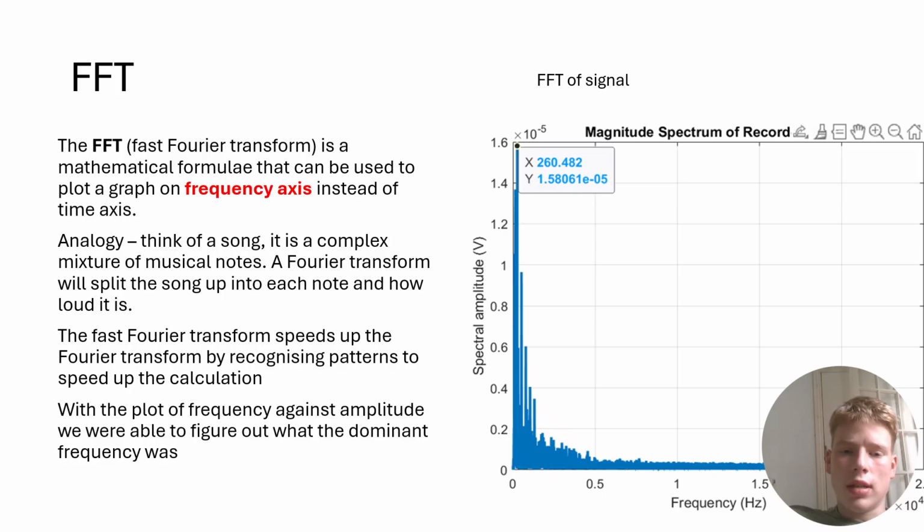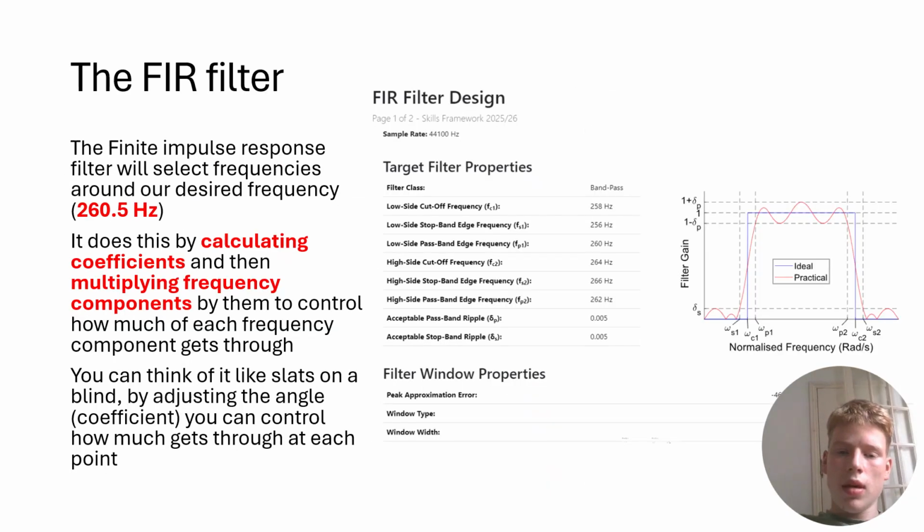So the fast Fourier transform is a specific algorithm used to speed up Fourier calculations. And then from the plot of frequency against amplitude, we were able to find which frequency we needed to filter around for our piano. So to remove noise, we wanted to reduce the frequencies that are far away from the 260.5 hertz we found out from the last slide.